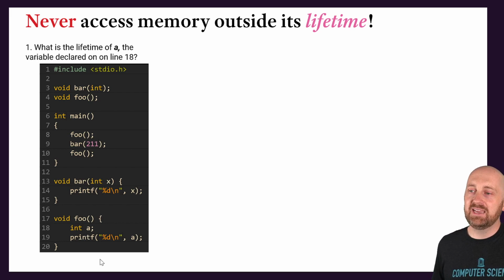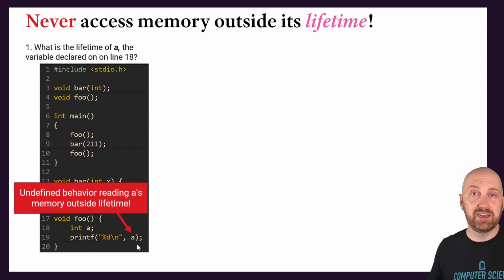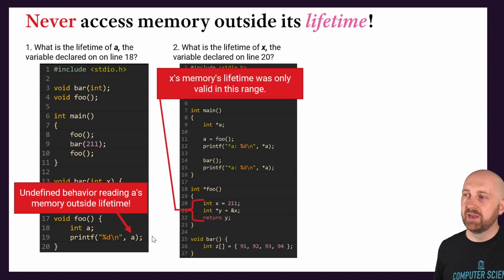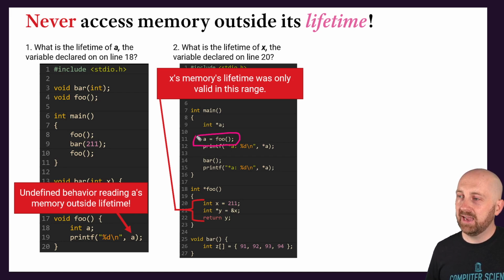When we looked at A here, when we printed A, this is undefined behavior because we're reading A outside of A's lifetime. A was never valid. It had no lifetime because it was never initialized. When we returned X, or the address of X in the second example, which was assigned to the pointer Y, we returned that address from foo back up to the main function. This is where that happened, and we later accessed it. Notice we accessed X, or the memory that was assigned to X, outside of its lifetime. And so that's a memory access error.